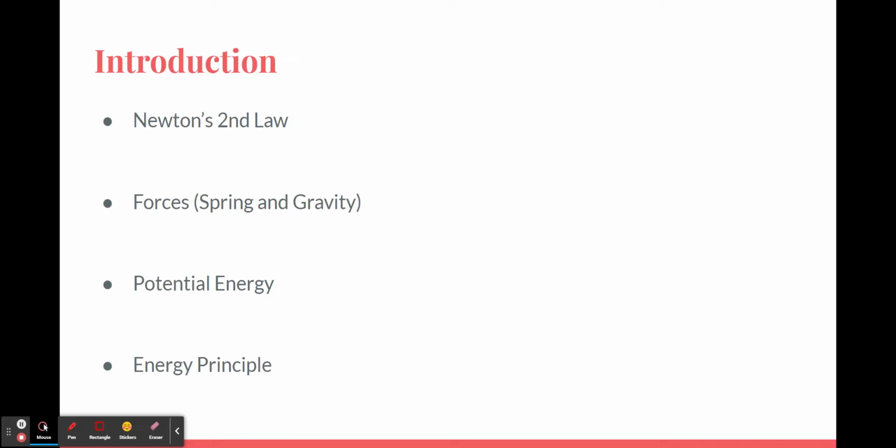Spring and gravitational forces determine how much force is used on an object in relation to the spring or the gravitational body nearby it. Potential energy is the energy stored up in an object. And the energy principle states that an object cannot create or lose energy, it is always transformed.